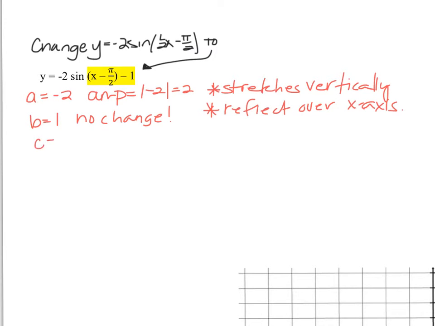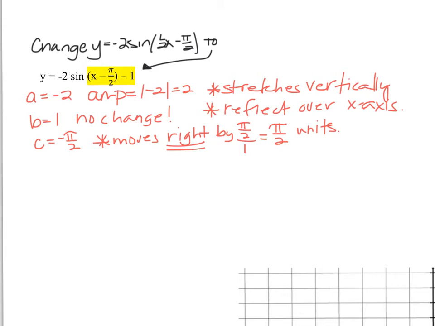C equals -pi/2 means we're going to move left or right. So remember in the notes I said we're going to move in the opposite direction. Since c is negative, the graph is going to move to the right by c over b, or pi over 2 divided by 1, which is just pi over 2 units. Okay, so if c is negative, we're actually going to go to the right by that amount.